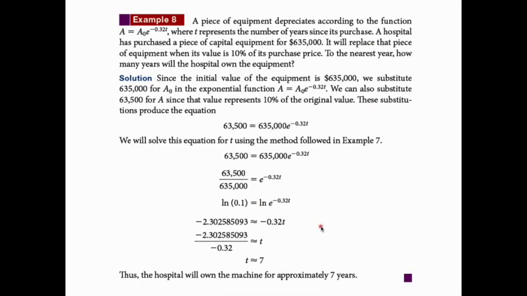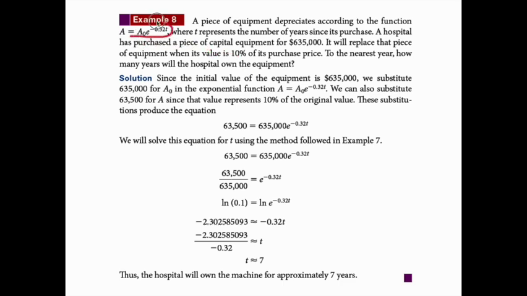Example 8 is another application. We have a piece of equipment that depreciates according to the function A equals A naught e to the negative 0.32t, where t represents the number of years since its purchase. A hospital purchased a piece of capital equipment for $635,000. It will replace that piece of equipment when its value is 10% of its purchase price. To the nearest year, how many years will the hospital own the equipment?